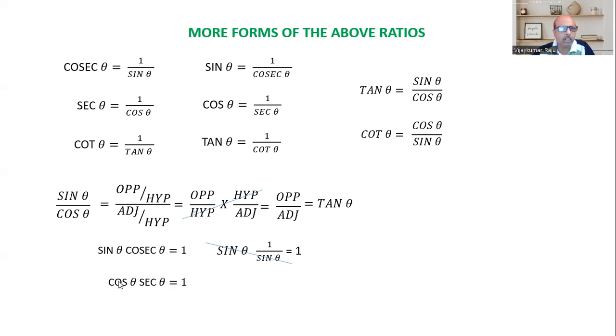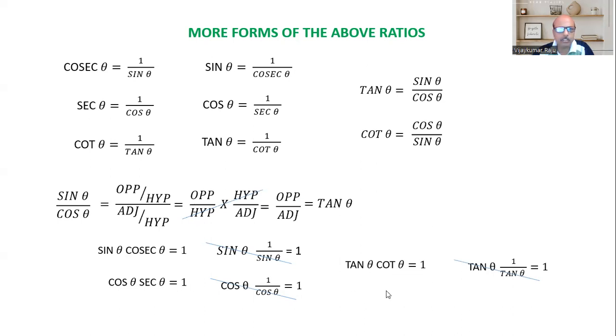Now, cos into sec. Again, cos into 1 by cos, because sec is 1 by cos. This also cancels and it is just equal to 1. Tan into cot. That is tan into 1 by tan. Tan cancels. It is also equal to 1. So you see, sine into cosec is 1, cos into sec is 1, tan into cot is 1.